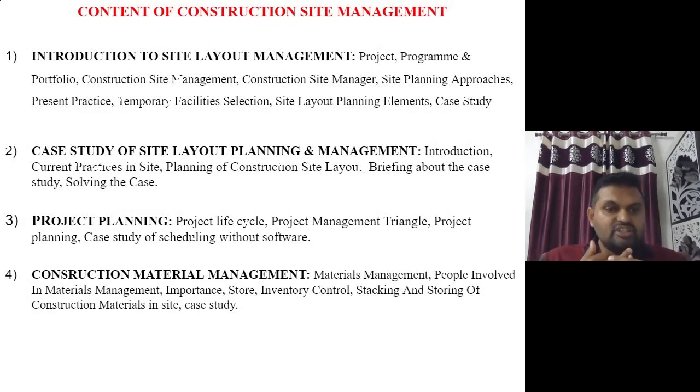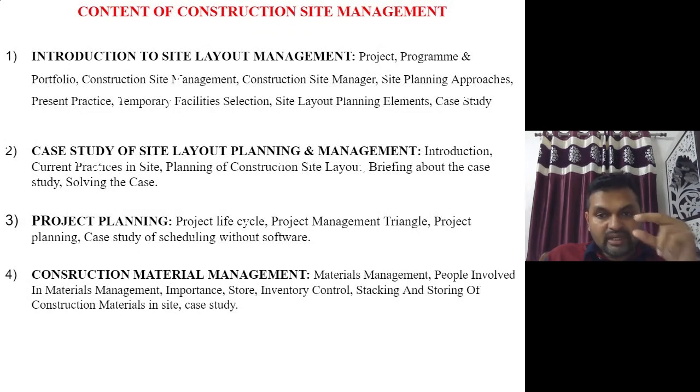Then the third session will be on project planning. In project planning, we will first understand the basic concepts of the project life cycle, then the triple constraint, the project management triangle. Then we will move to the project planning basics and try to solve a case study, in which we will do the project planning for a small part of a project. For example, for a building, we'll take something like up to plinth level, because the project planning of a whole building is not possible in the simulated time.